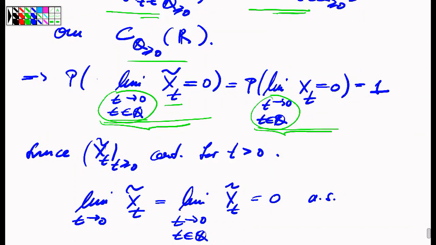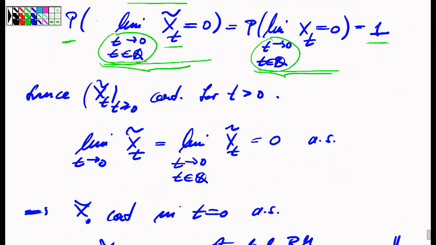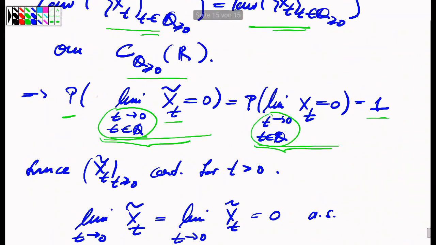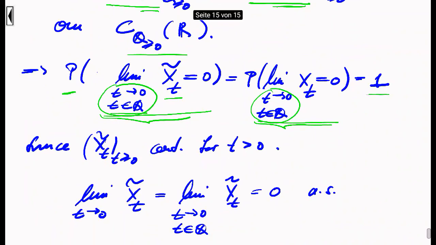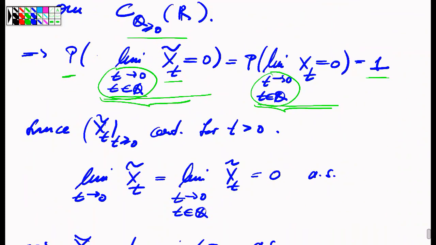But for the corresponding x process, we already know by continuity that the event that this limit exists and is 0 has probability 1. So therefore the same must be true for the corresponding x_t tilde process. Let me say it again, this is a property of the two processes when restricted to rational times. So hence we know that almost every trajectory of this x tilde process converges to 0 when time tends to 0, at least for rational times.